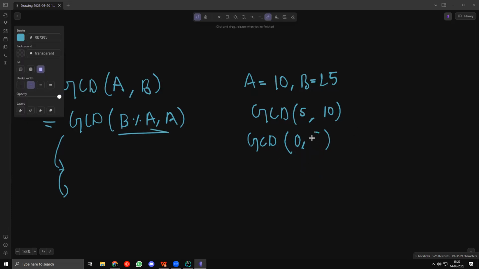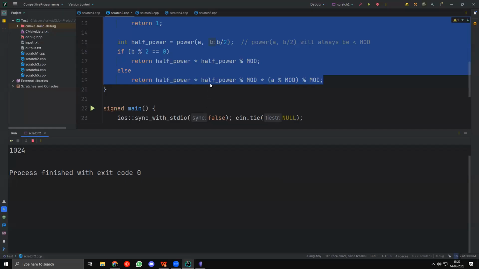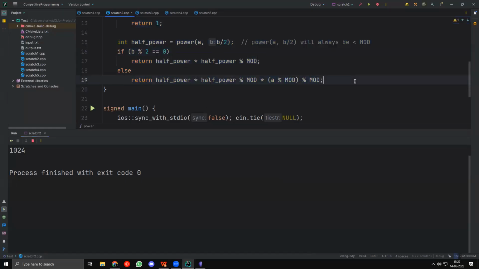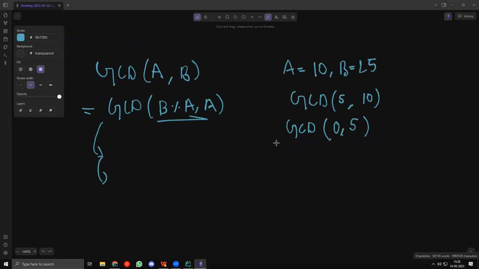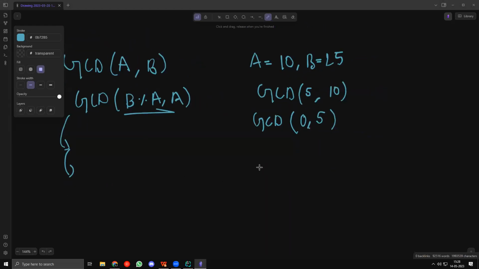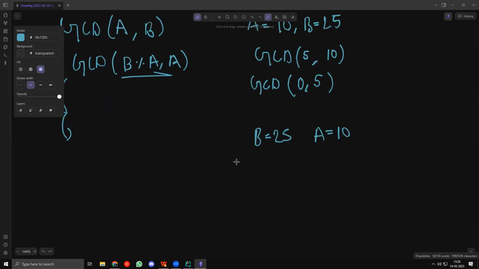Now, I won't go through the proof of this. The proof is a bit too long and I do not want to go into this right now. But yeah, we have to take min of A comma B. The neat thing is, Nikhil, you don't actually have to do that, because let's say I have B equal to 25 and A equal to 10. Now what happens is that I'll take GCD of B modulo A.